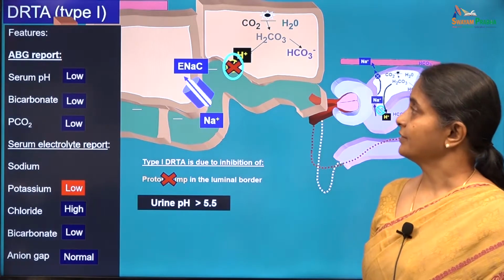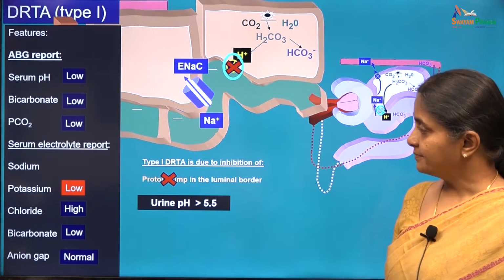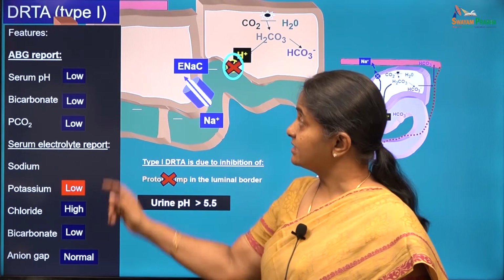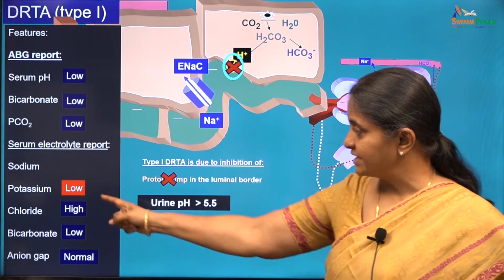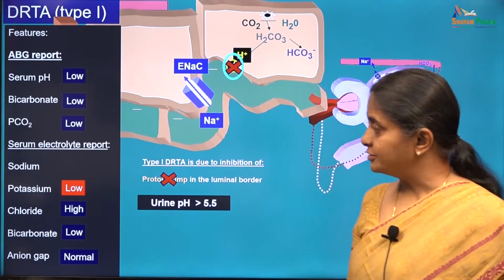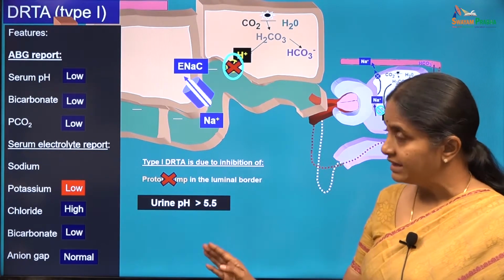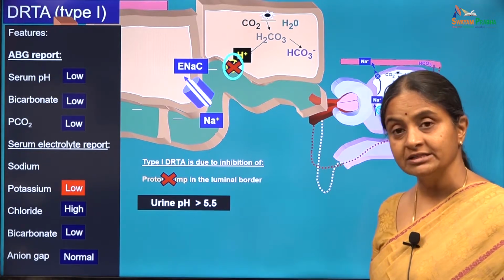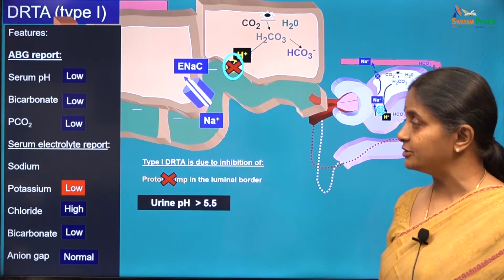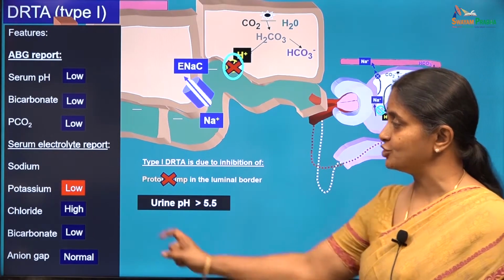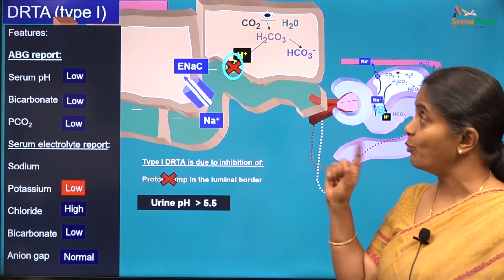Features of distal RTA type 1 are very similar to proximal RTA. Potassium is low. And why should potassium levels be low in distal RTA? We have not considered the reason in proximal RTA yet, but it is easy to appreciate why potassium levels should be low in distal type 1 RTA.